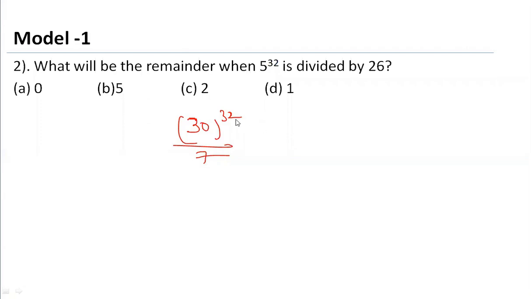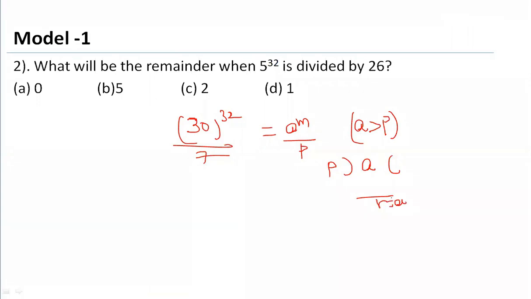Remainder for this question means it is in the format of a power m by p, right? A power m by p. So is A greater than P or A less than P? A is greater than P. Where A is greater than P, what do you have to do? You have to take A and divide it by P. Whatever remainder you get, you have to replace it in the value of A. So I have 30 here as A.